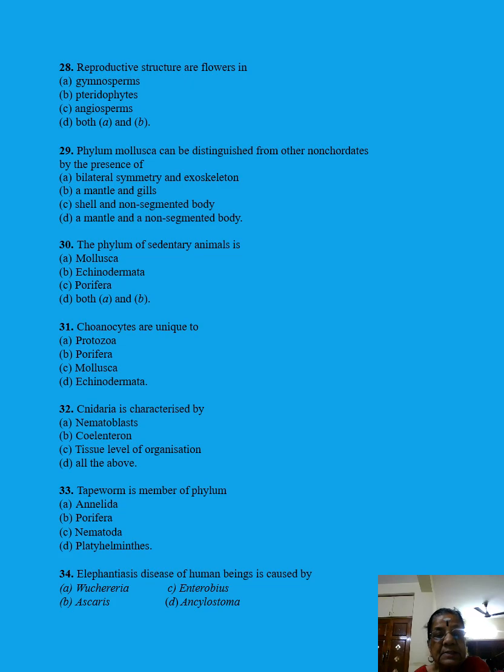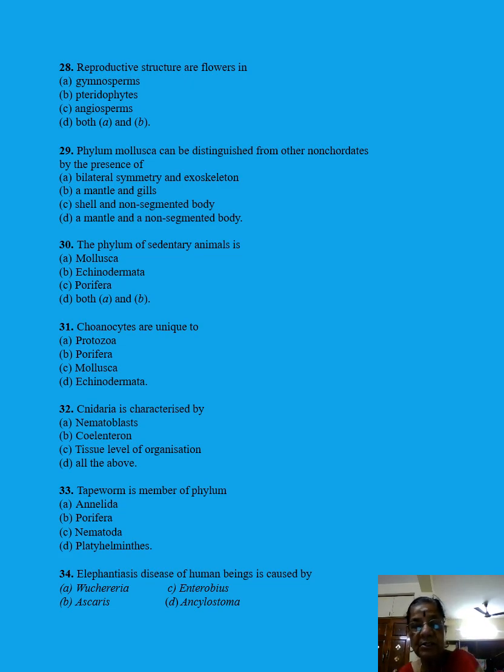Cnidaria is characterized by the presence of nematoblast, cnidoblast, tissue level of organization. அப்படின்னா all the above. Cnidaria is also called phylum Coelenterata. So it is having all the three characters. So all the above, right? Then tapeworm is a member of phylum Platyhelminthes. And the elephantiasis disease in human is caused by Wuchereria bancrofti.